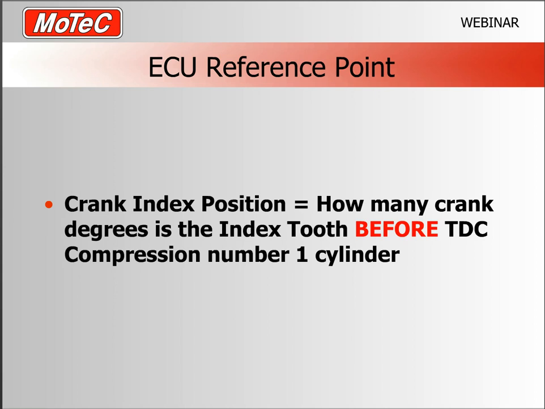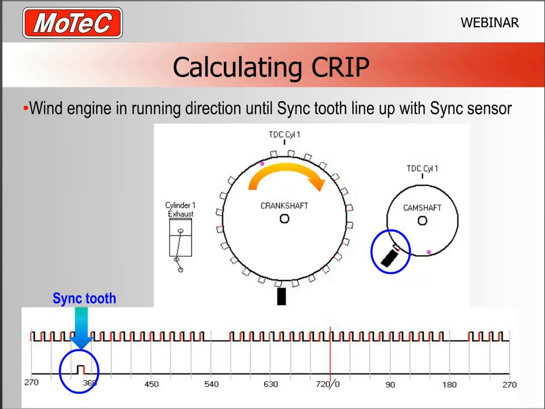Now, this index tooth, here's how we lead on to our crank index position. The crank index position is how many crank degrees the index tooth is before top dead center compression number 1 cylinder. Okay, TDC compression number 1 is what we at MoTeC try to refer the entire engine to. So once the ECU knows exactly where TDC compression number 1 cylinder is, and it knows, say, that the engine's a 4-cylinder, it can then calculate, okay, well, where is TDC compression number 2, 3, and 4, and so on.